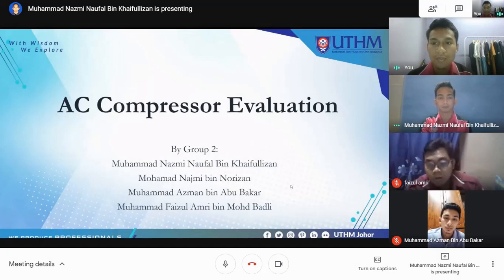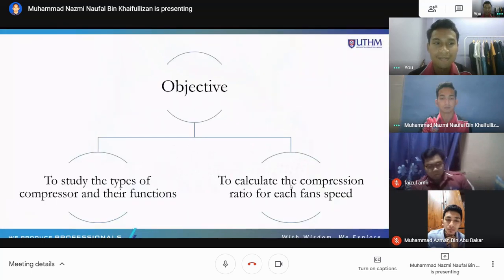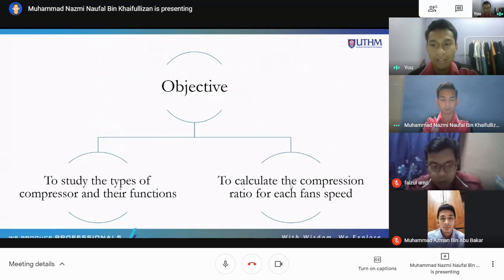So next, we will proceed to the second topic, which is aircon compressor evaluation. The first topic is objective. So the objective of this experiment is, the first one, to study the types of compressor and their functions, and the next one is to calculate the compression ratio for each fan speed.